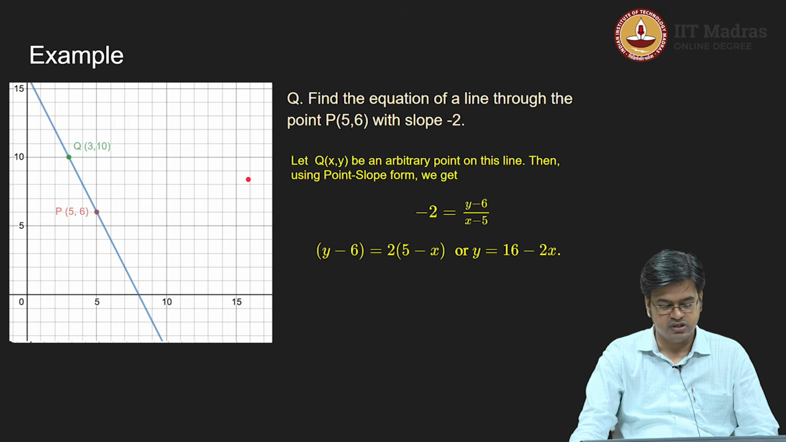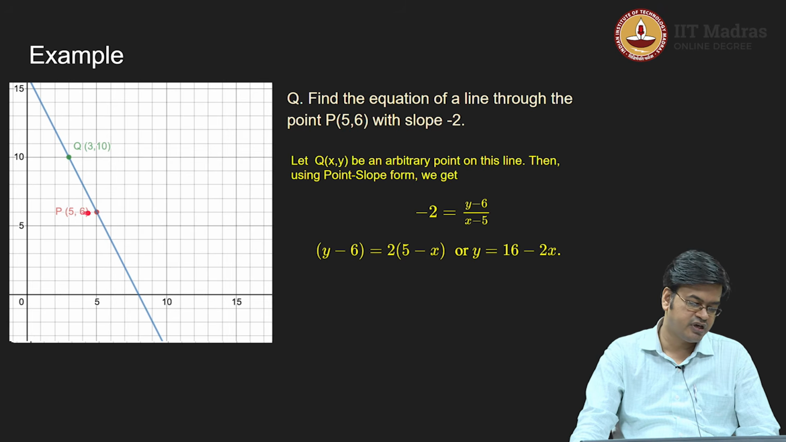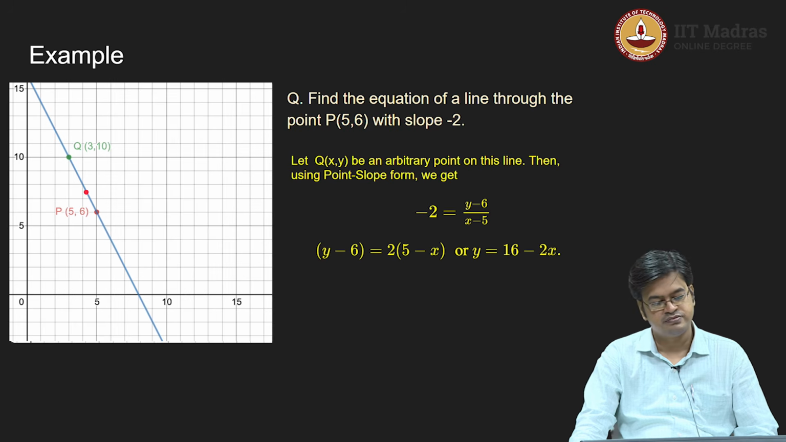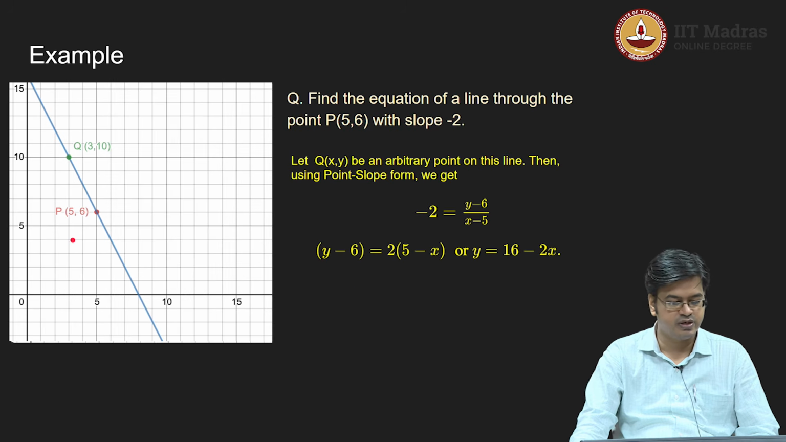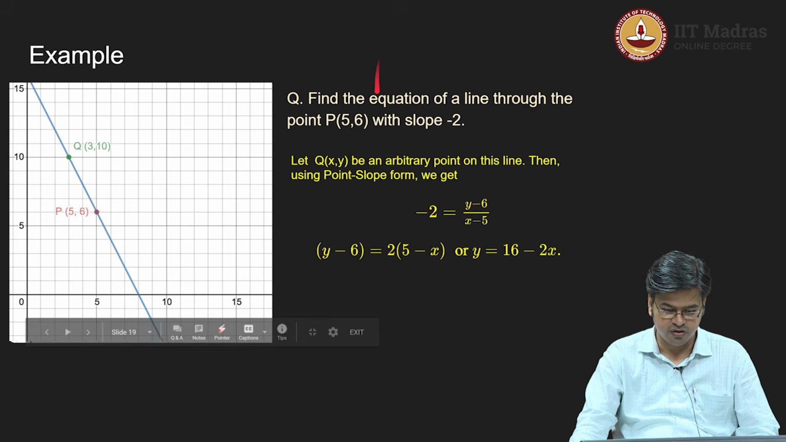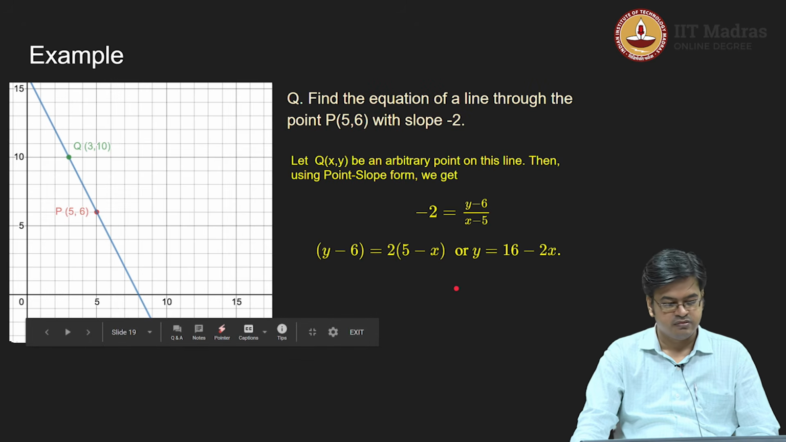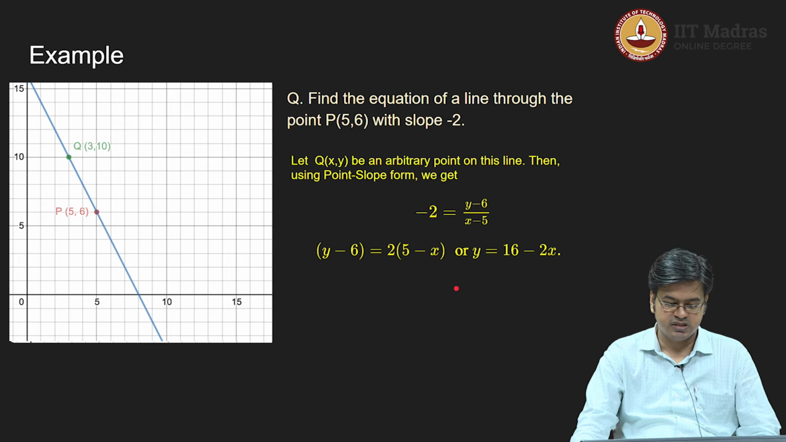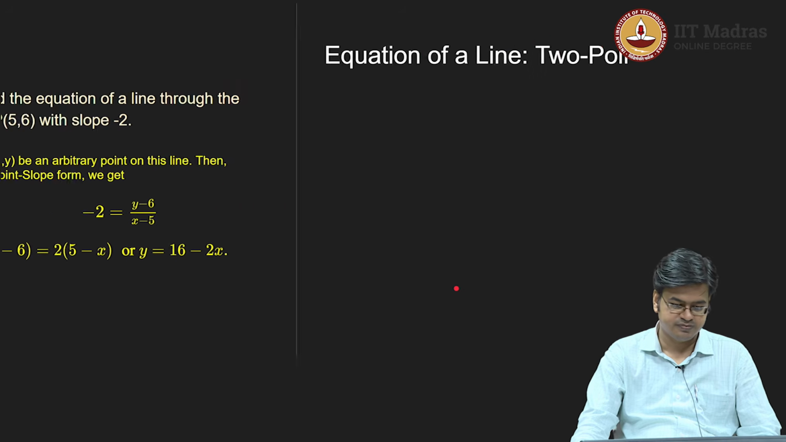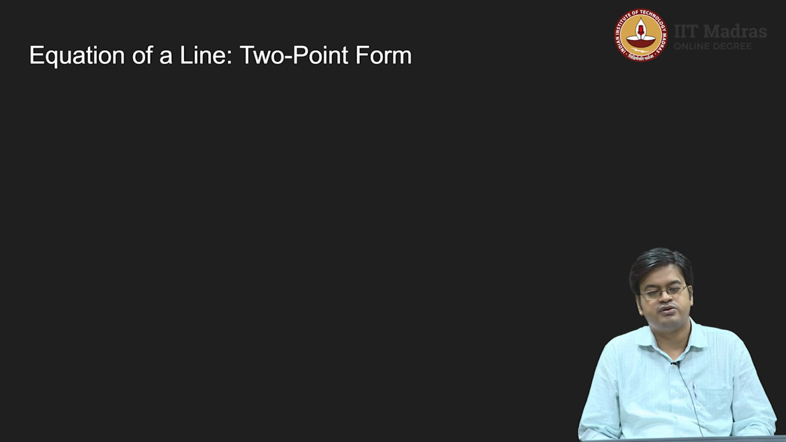The answer is obviously yes, because given 2 points I can always determine the slope. For example, in our earlier case when we defined slope, I need to figure out what is change in y and what is change in x using these 2 points, and that will give me slope to be equal to minus 2, and therefore I can always use this formulation to find the equation of the line. But you can use this knowledge and derive another form, that is equation of a line 2-point form.